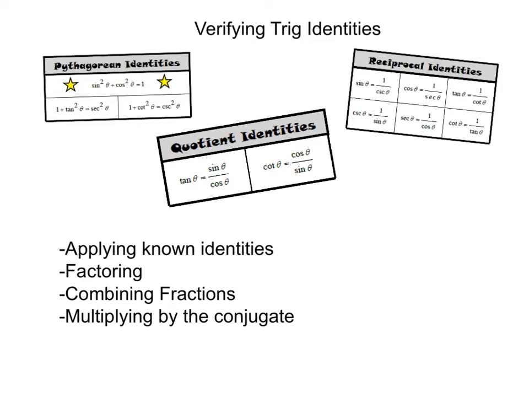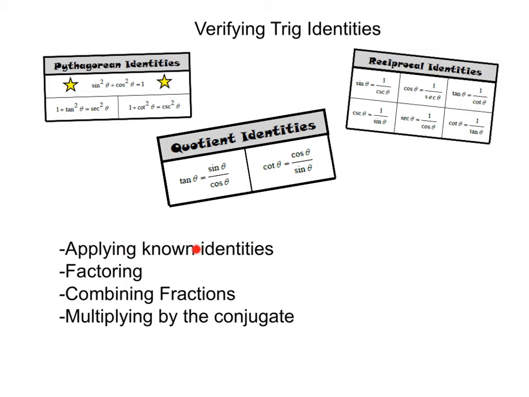In this video, we are going to be verifying trigonometric identities. Let's start by looking at this word verify. To verify something means to prove or demonstrate that something is true. For our trig identities, we're going to be using our little arsenal of tools. So far we have the Pythagorean, the quotient, and the reciprocal identities.